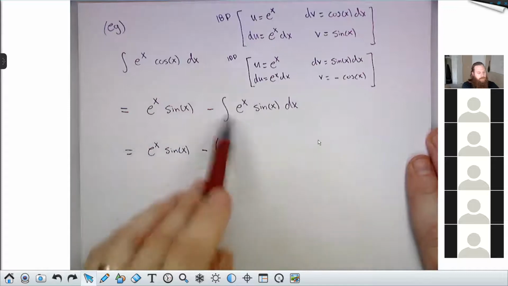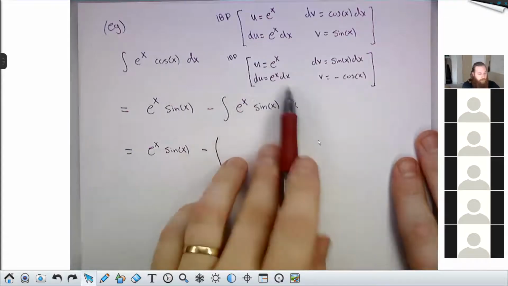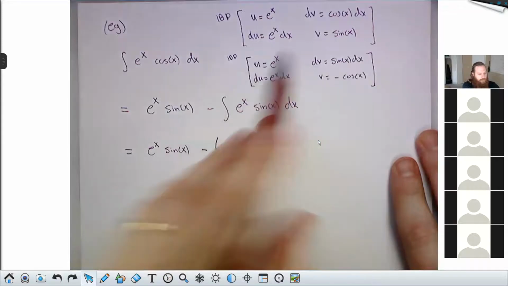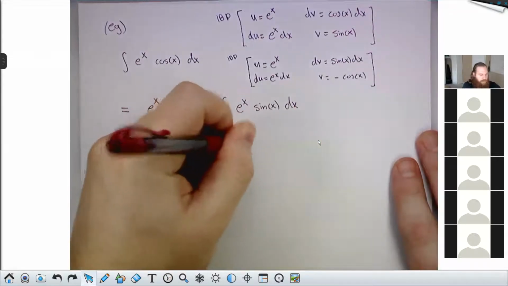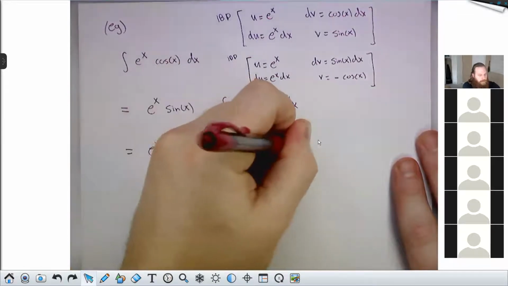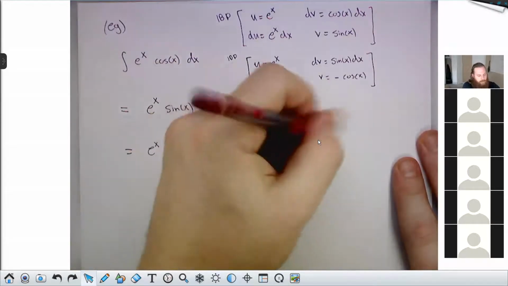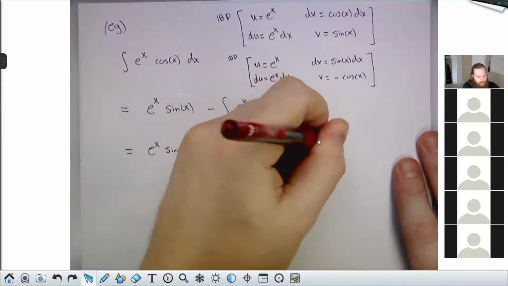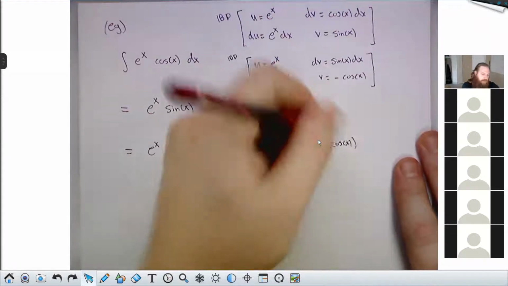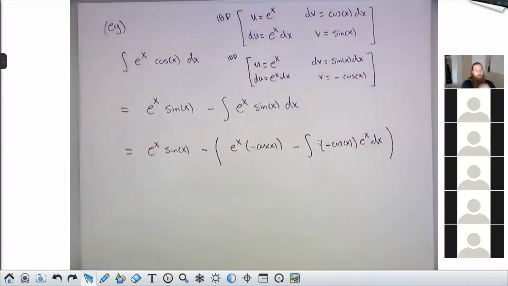Anytime you're replacing a single term by a chunk of stuff containing multiple terms, you need to do so in parentheses. Now within here, we're going to have some negatives to deal with also. U times v, that's e to the x times negative cosine x minus, from my IBP formula here, minus the integral of v times du. Here's another negative, negative cos x times e to the x dx. Close that big paren.